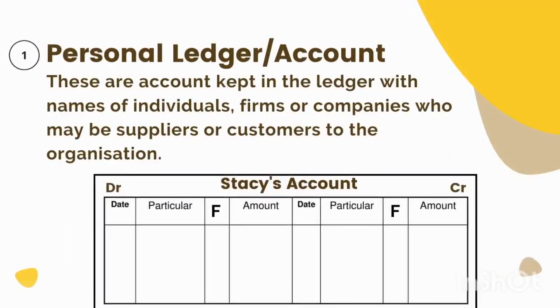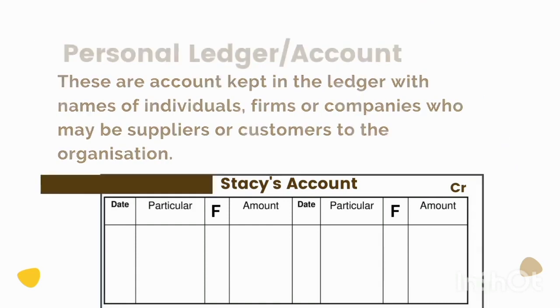We can call it the personal ledger or the personal account. This is the kind of account that is kept in the ledger with names of individuals, firms, or companies who may be suppliers or customers to the organization. For example, we can have John's account, we can have Stacy's account, we can have Osas Limited account, and all other examples that you can think of.